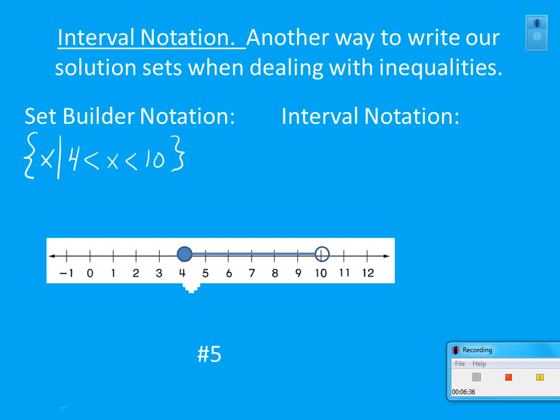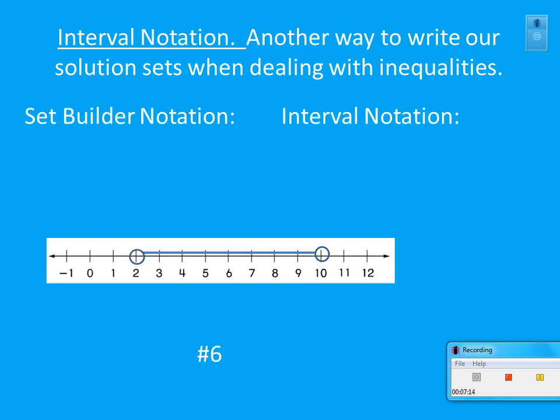Notice that the 4 is colored in, so I'm going to put an "or equal to" right there. You will always use a less than sign whenever you're talking about x being between two numbers, because it really says x is greater than or equal to 4, but x is less than 10. In interval notation, I'd have a bracket, 4, comma, 10, parenthesis. There's what that's going to look like.